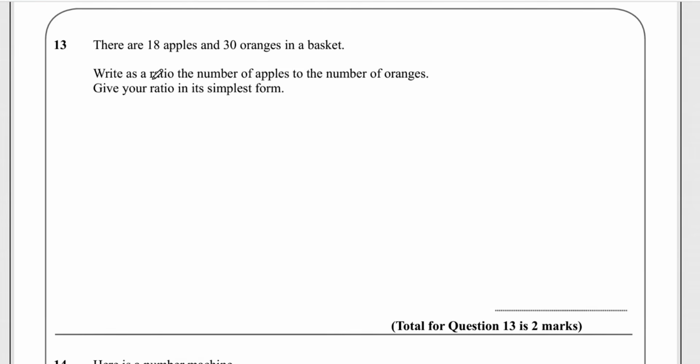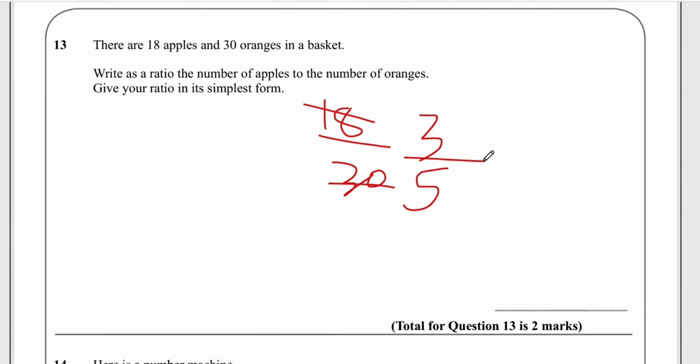We go to the next one, ratio, 18 apples to 30 oranges. Write the ratio in the simplest form. So 18 over 30. We can reduce, you can use 2 to divide, you can use 6. So let's use 6. 6 here will give me 3 and 6 will give me 5. So 3 over 5, simply put, 3 ratio 5.